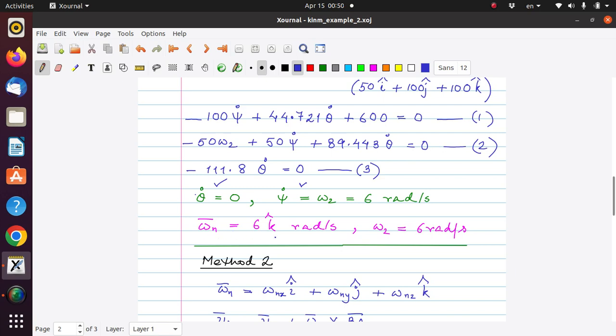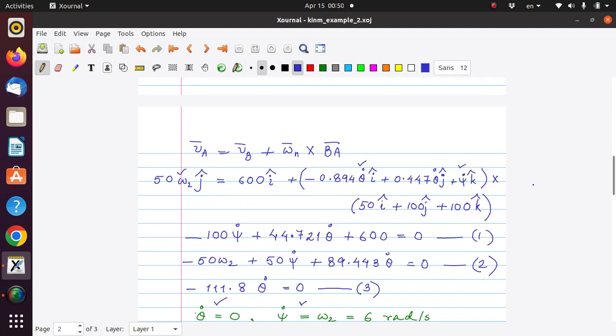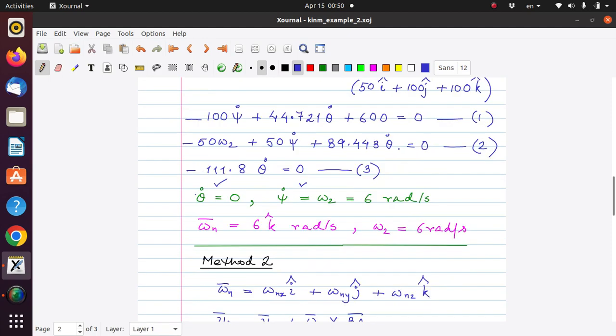So the angular velocity of the link is 6k radian per second, because the angular velocity of the link is this. So theta dot has been found to be 0, so this is psi dot k, and psi dot is 6. So the angular velocity of this is 6k radian per second. So this is the answer of the problem.